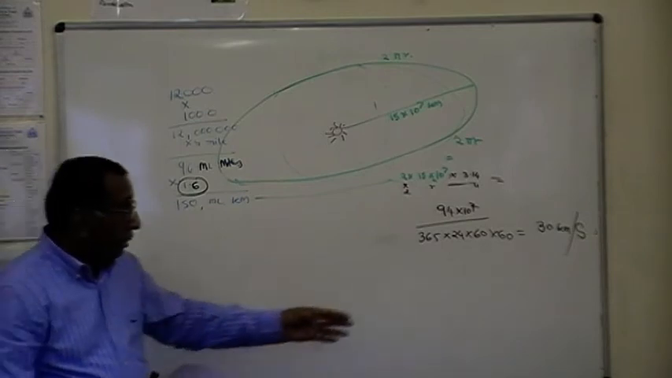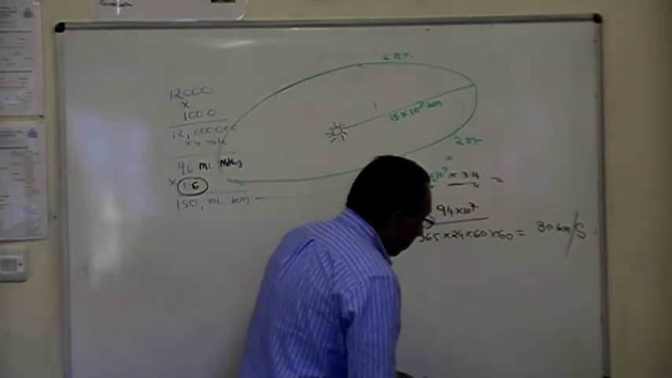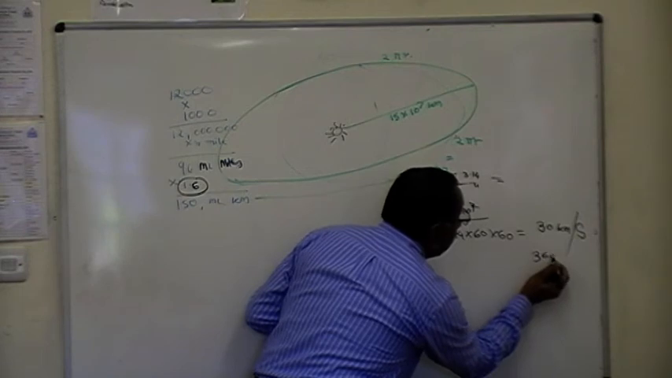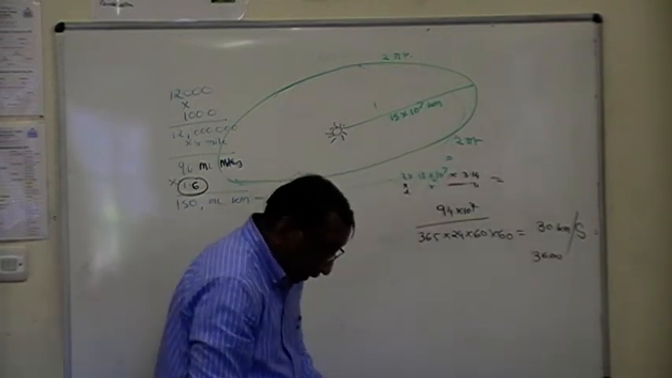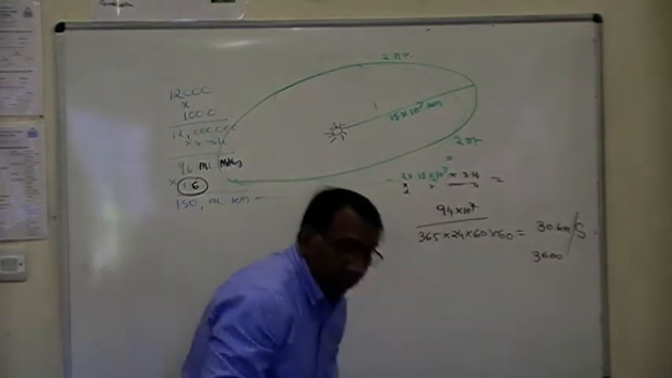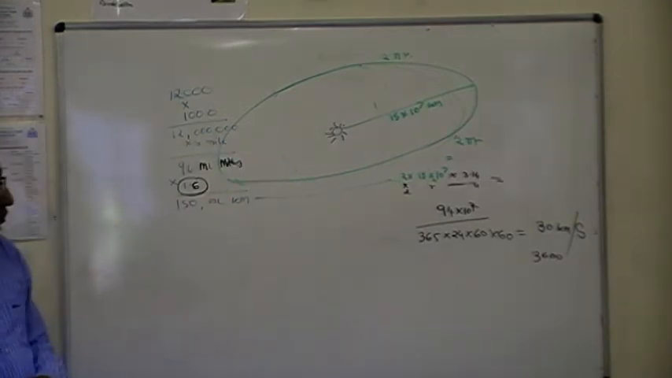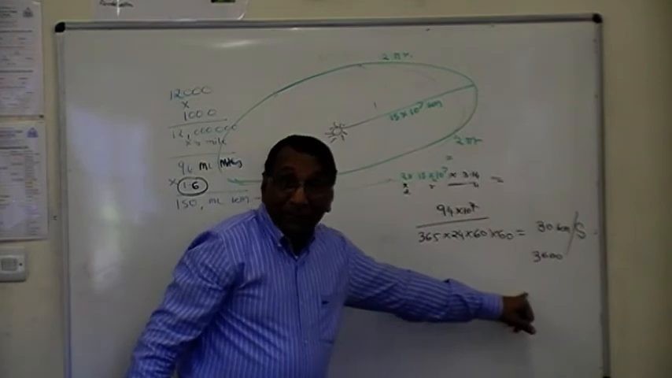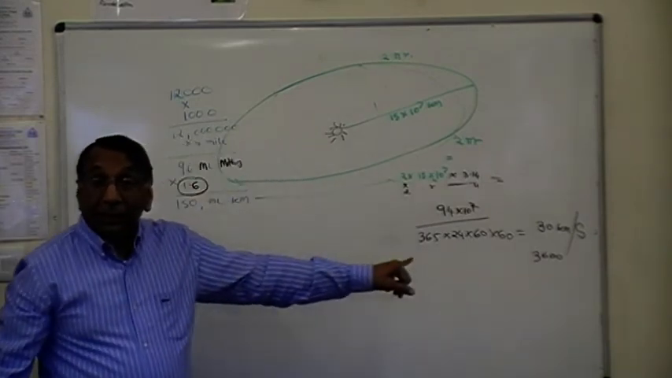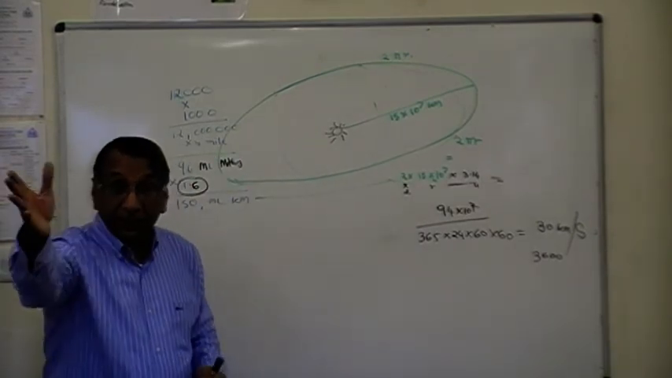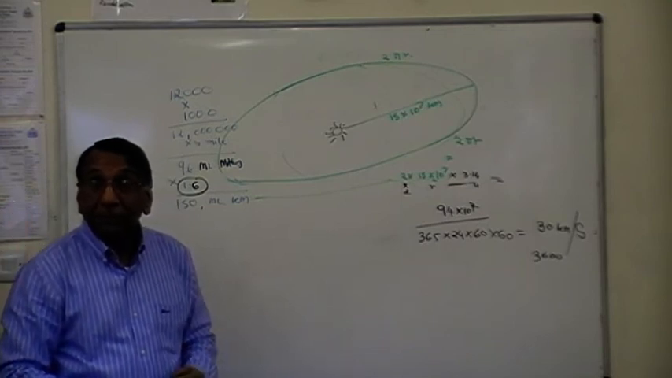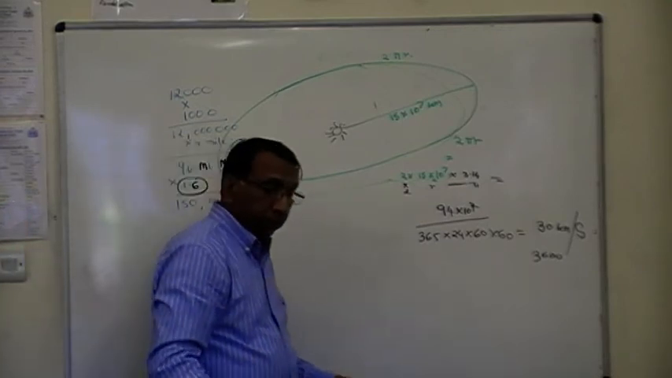Multiply by 3,600 seconds, and that will be the speed. It's quite a lot. About 180,000 kilometers per hour. That is the speed to travel in space.